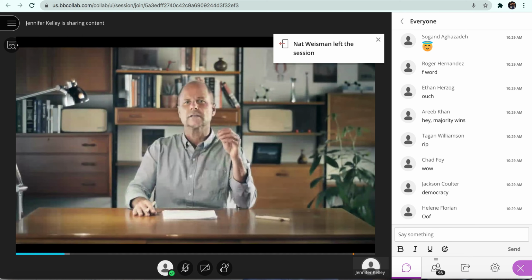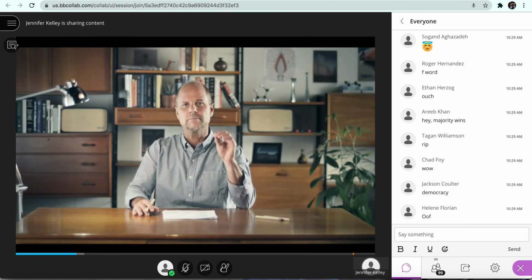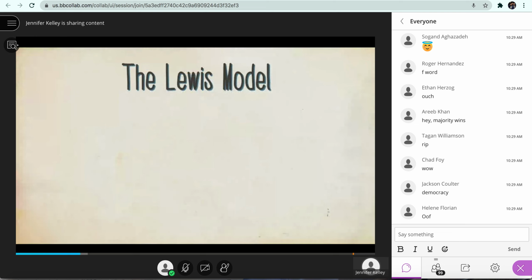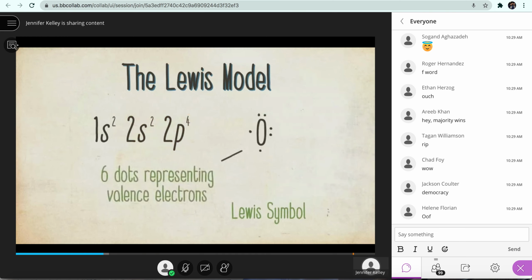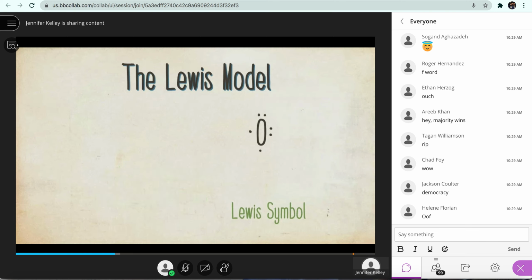The Lewis model focuses on valence electrons since they are most important in bonding and represents them with dots within a Lewis symbol. For example, the electron configuration of oxygen is 1s2, 2s2, 2p4. Oxygen has 6 valence electrons, so the Lewis symbol for oxygen has 6 dots, representing the 6 valence electrons. The dots are arranged around the symbol with a maximum of 2 dots per side.